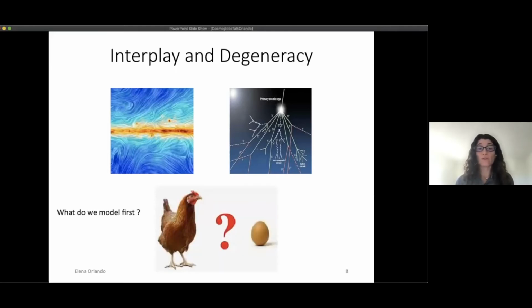So what do we model first, the magnetic field or the cosmic rays? I definitely think that they need to be modeled together at the same time by accounting for the interplay among them.